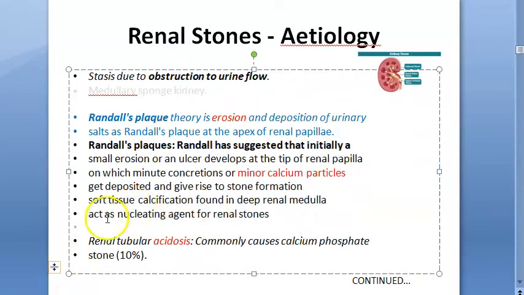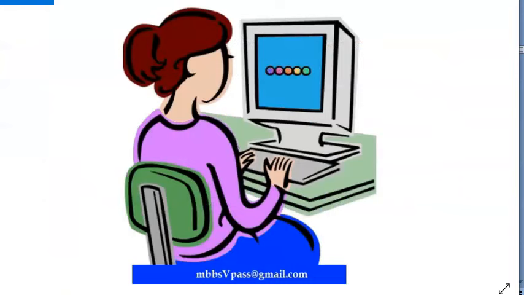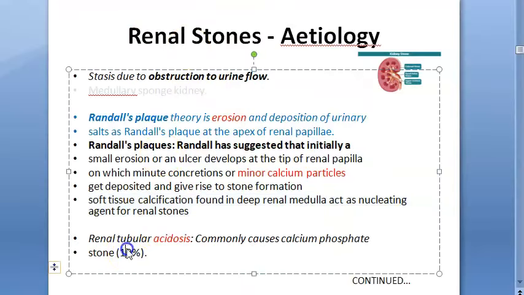Basically, this soft tissue calcification, which is found in the deep renal medulla, acts as a nucleating agent for renal stones. This is the sentence if you want to write it in the exam: soft tissue calcification found in deep renal medulla acts as nucleating agents for renal stones. Can you say that? Okay, you understood the concept. Randall. Then, if there is tubular acidosis, what will happen?